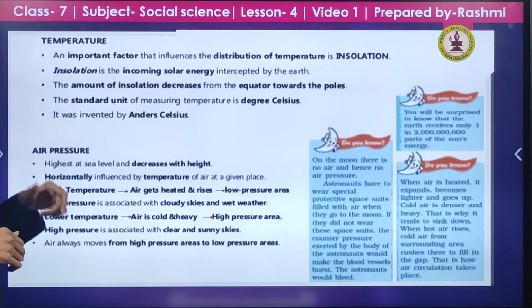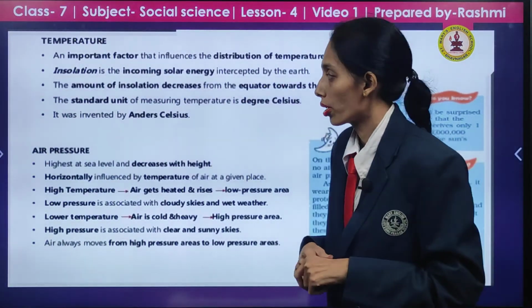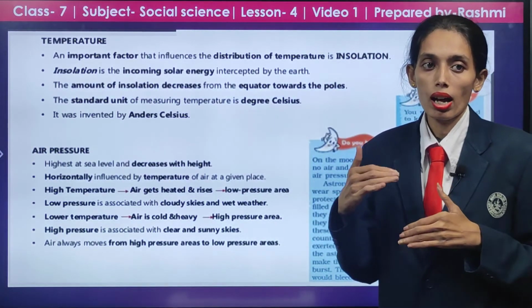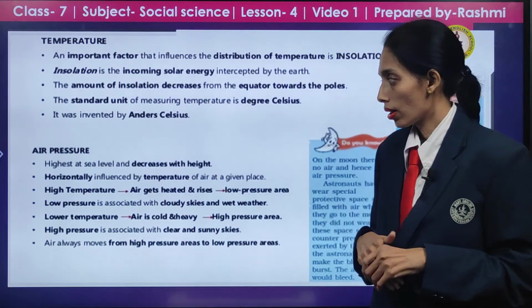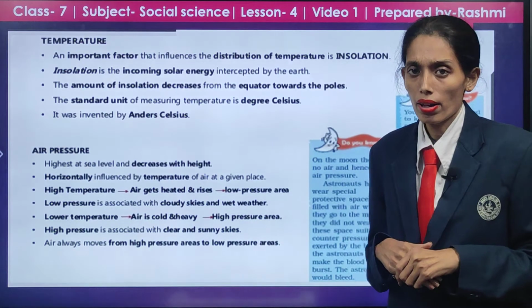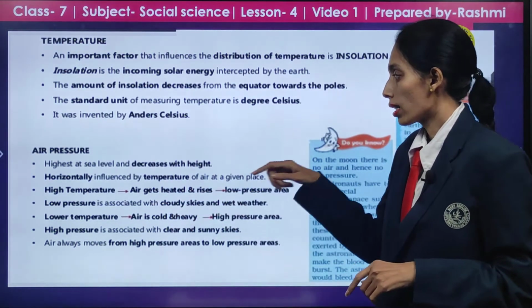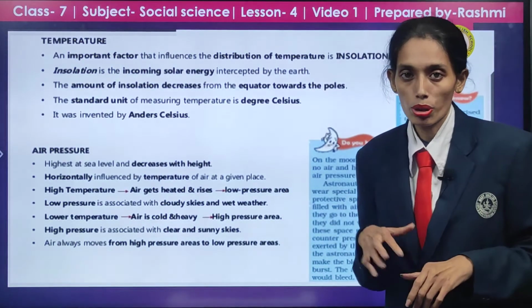Okay, so the next topic is air pressure. Now what is air pressure? It is highest at sea level. Air pressure is very high at sea level and decreases with height. Horizontally, it is influenced by the temperature of air at a given place. The higher the temperature, the air gets heated and rises, and a lower pressure area is built up.